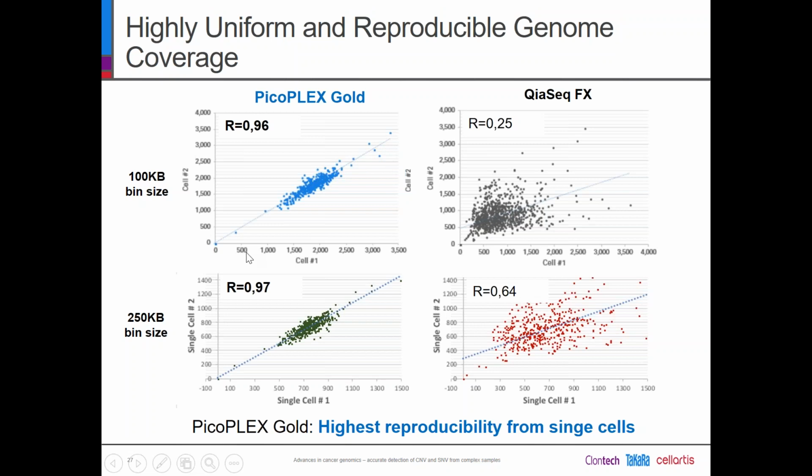By having this straight line with a coefficient of correlation of 1, you can see that Picoplex Gold almost achieved perfection in terms of reproducibility, which is definitely not the case with MDA. So here, a very important aspect when looking at single cells and doing whole genome amplification from single cells is, of course, the highest reproducibility that you need for your single cell analysis. And this is achieved by Picoplex Gold.